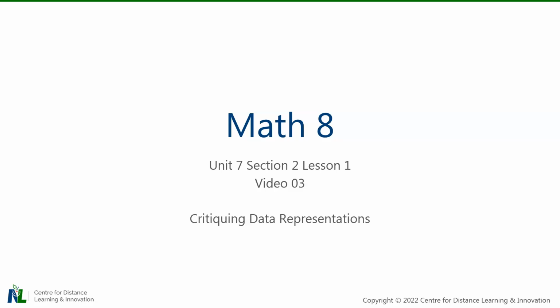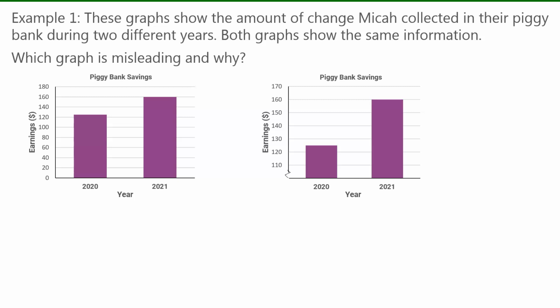This is Ms. Clemens-Brenton, and in this video, we will critique various data representations. Example 1. The graphs below show the amount of change Michael collected in their piggy bank during 2 different years. Both graphs show the same information. Which graph is misleading and why?